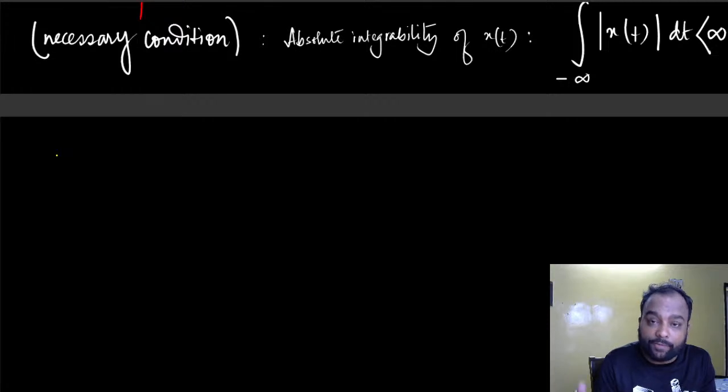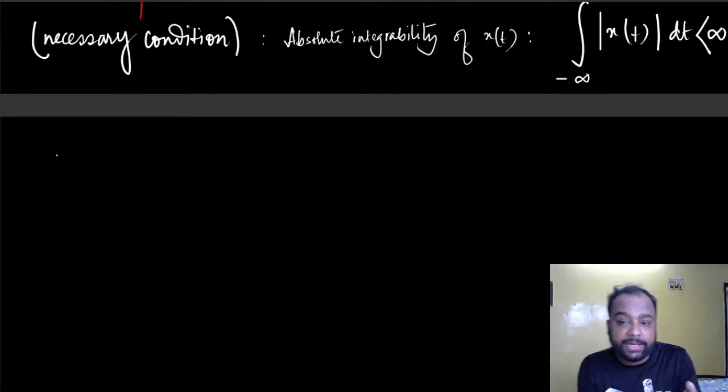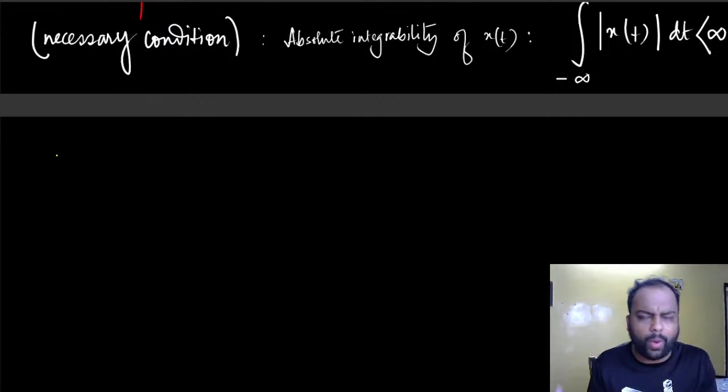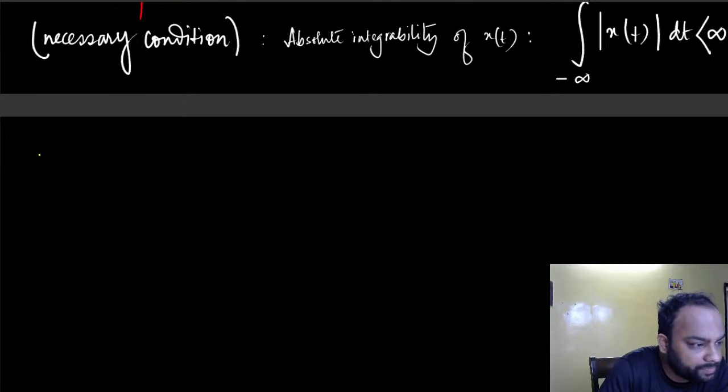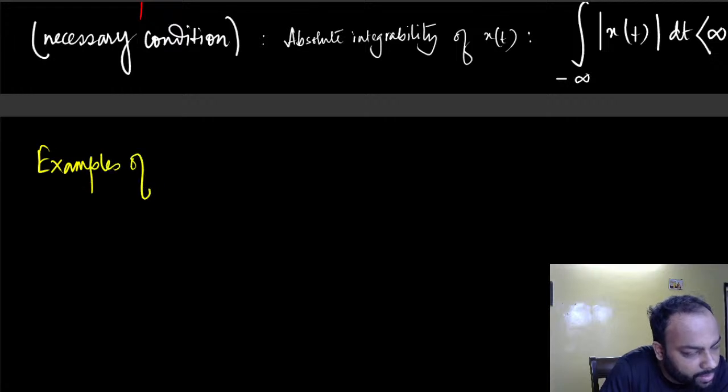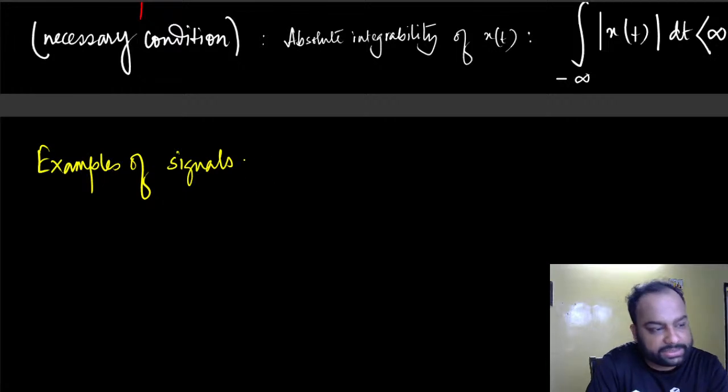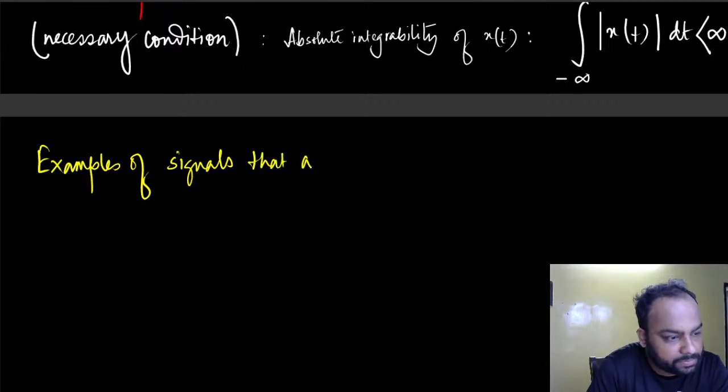Unfortunately, for our control system course, we will see that we would encounter quite a lot of signals that fall into that category, where the necessary condition is violated. Okay, let me give you an example. So, examples of signals that are not absolutely integrable.